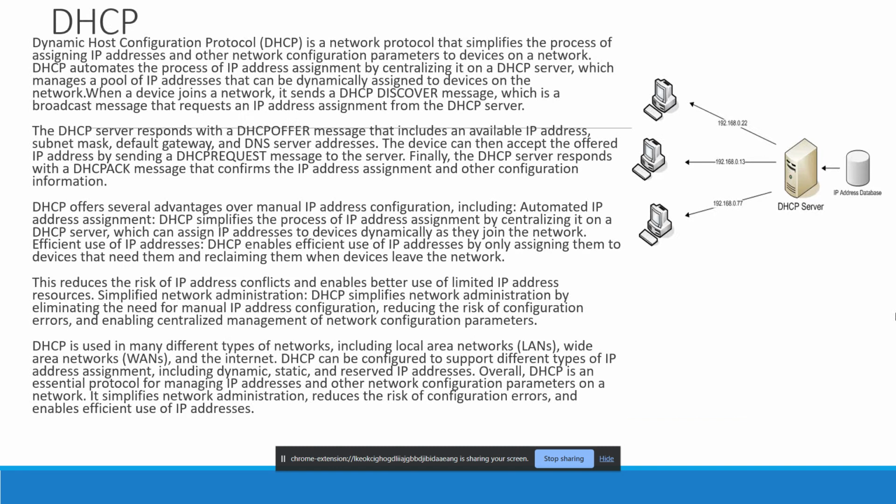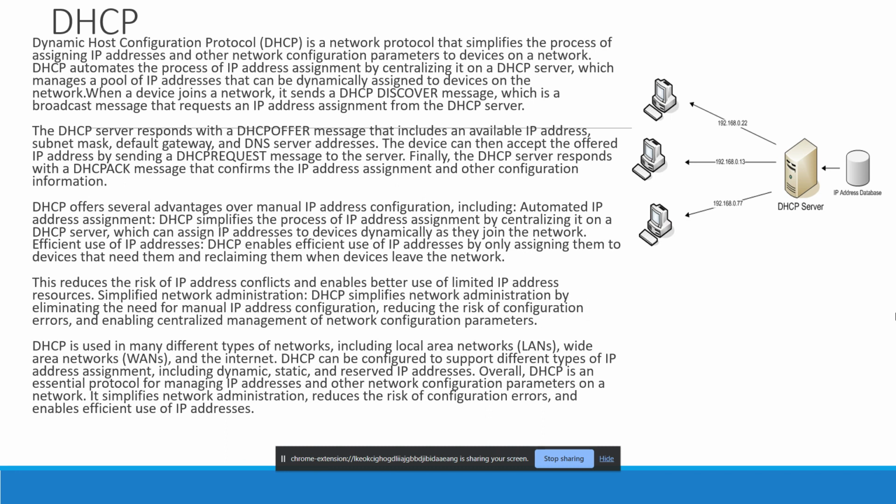The DHCP, Dynamic Host Configuration Protocol, is a network protocol that simplifies the process of assigning IP addresses and other network configuration parameters to devices on a network. It automates the process of IP address assignment by centralizing it on a DHCP server, which manages a pool of IP addresses that can be dynamically assigned to devices on the network. When a device joins a network, it sends a DHCP discover message, which is a broadcast message that requests an IP address assignment from the DHCP server.